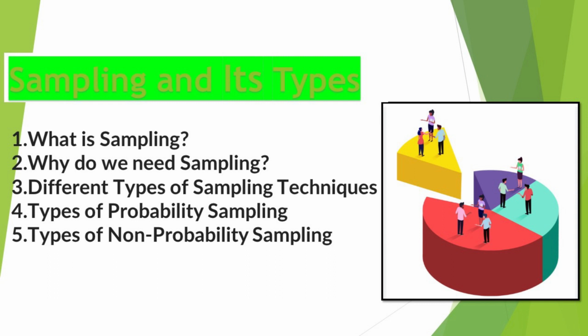So in the first part we covered the first three topics of this video, that is what is sampling, why do we need sampling, and different types of sampling techniques. In this video we will be covering all 5 points which are displayed on the screen, that is from what is sampling to types of non-probability sampling. So stay tuned and enjoy the video.